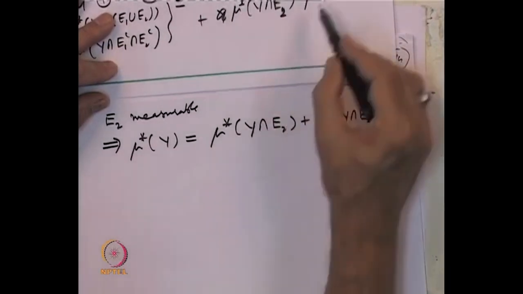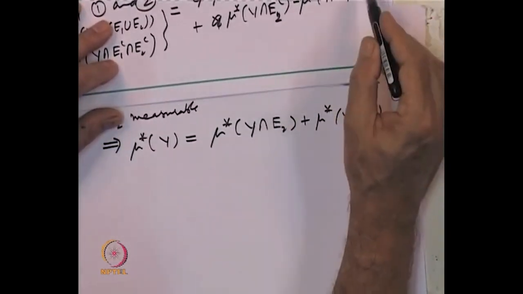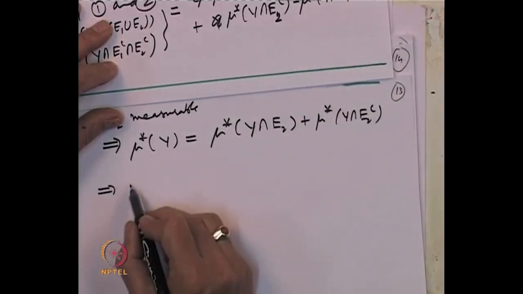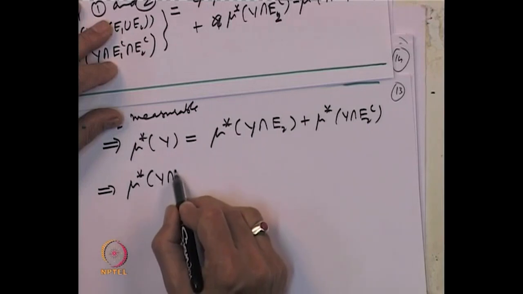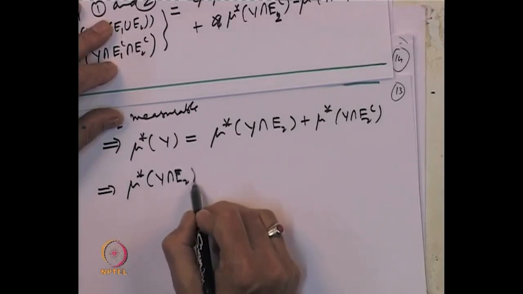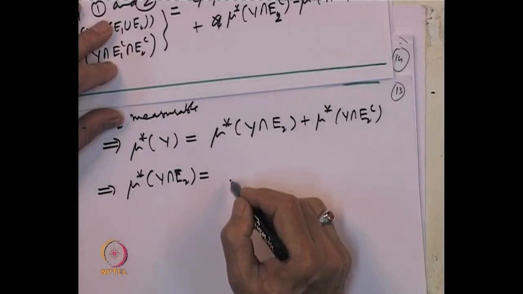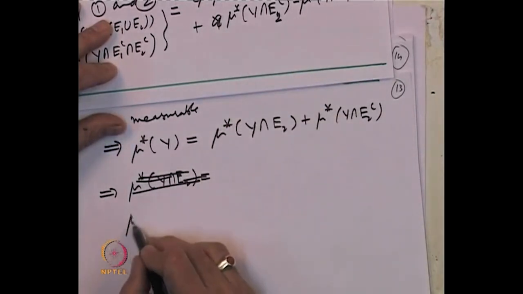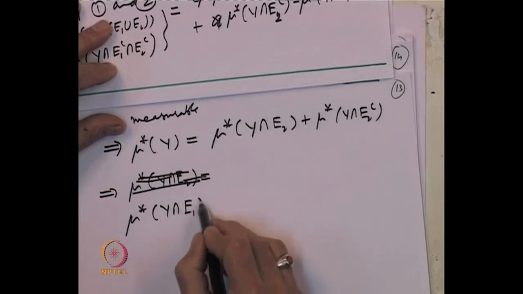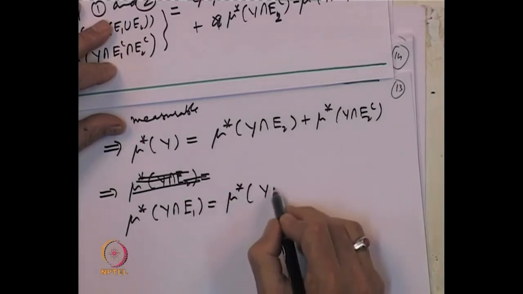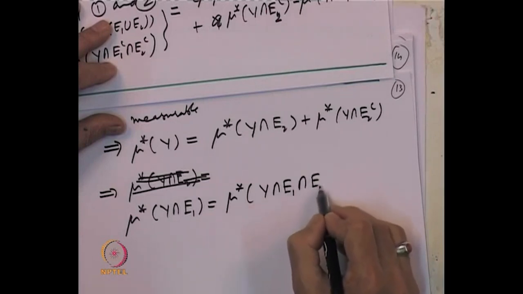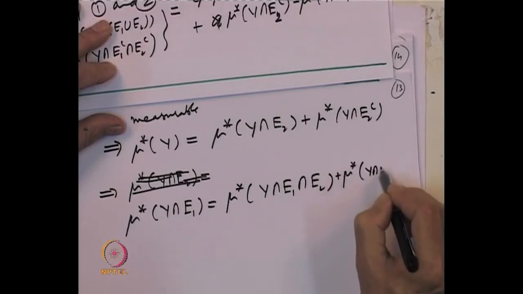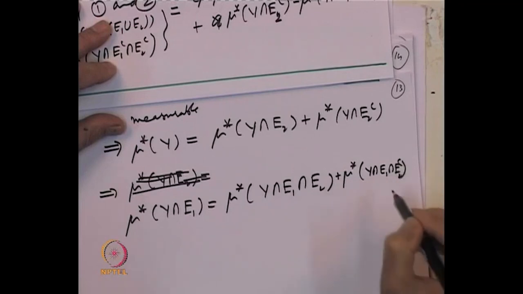Now, I want to use this to compute one of the terms here. So, let us replace y by y intersection E2. That will not give us anything. Let us replace this by y intersection E1. So, that implies mu star of y intersection E1 is equal to mu star of y intersection E1 intersection E2 plus mu star of y intersection E1 intersection E2 complement.